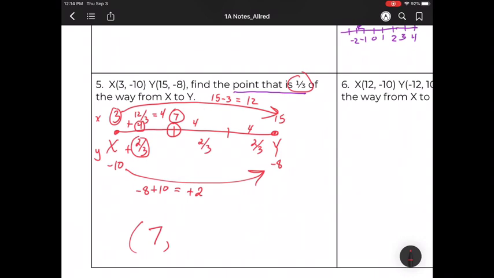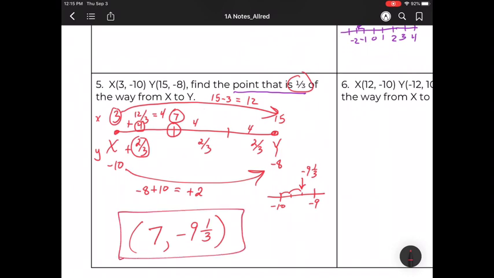This is tricky. You need to actually think about where -10 is on a number line. -10 is there, and if that's -9, the next unit over, when I add 2/3, this number here is actually -9 and 1/3. So the coordinates for the y value are -9 and 1/3. Okay? And so that is how you find those answers.